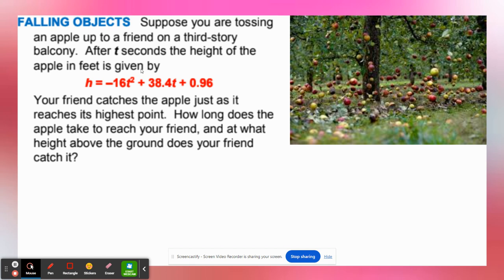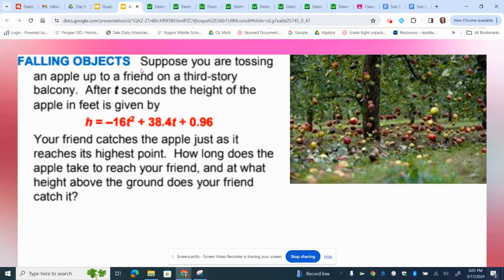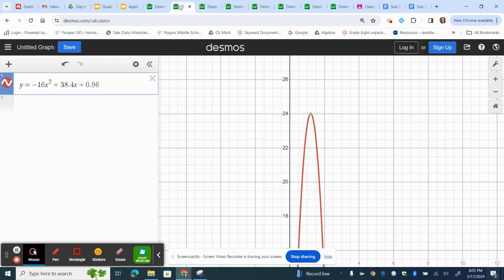So we're looking for the highest point, which is called our vertex. So type in your equation using x's and y's. So our x value is our time and our y value is our height. So I've already typed that into Desmos. I'm looking for my highest point, which is my vertex. So remember, our x value is the time and our y value is the height. So it took 1.2 seconds to reach the height of 24 feet, which is the highest the apple was in the air.